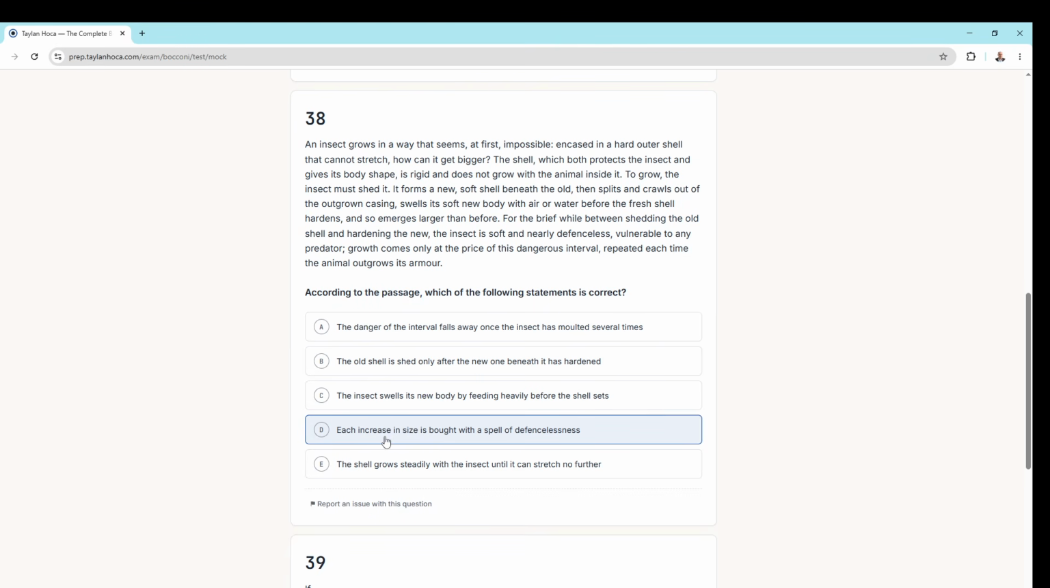Each increase in size is bought with a spell of defenselessness. Maybe. The shell grows steadily with the insect until it can stretch no further. The shell doesn't grow, I guess. It doesn't grow, but the animal grows. So if there's an increase in size, it has a price, right?